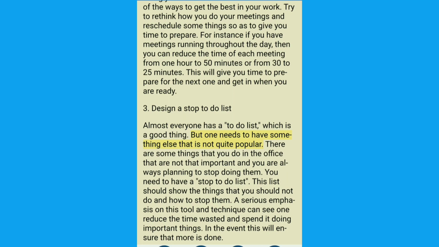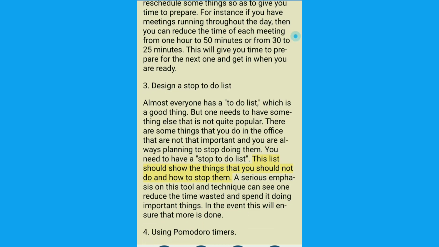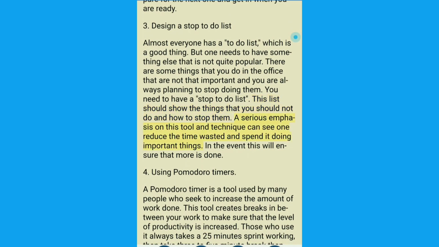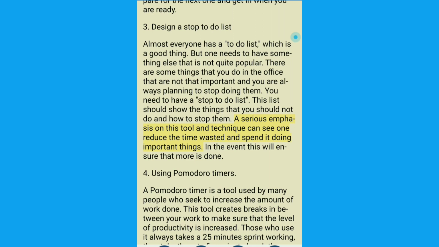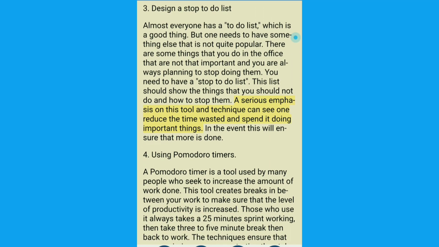2. Re-plan your meetings. Using your calendar to its maximum is one of the ways to get the best in your work. Try to rethink how you do your meetings and reschedule some things so as to give you time to prepare. For instance, if you have meetings running throughout the day, then you can reduce the time of each meeting from 1 hour to 50 minutes or from 30 to 25 minutes. This will give you time to prepare for the next one and get in when you are ready.